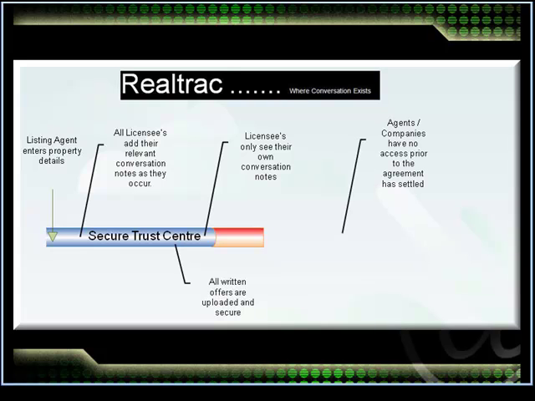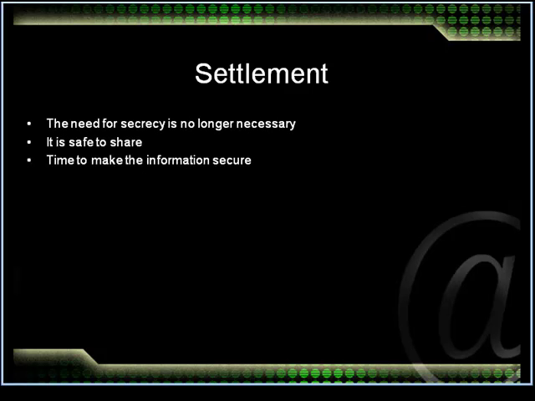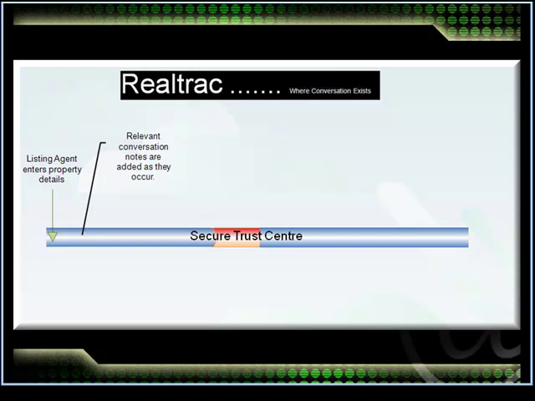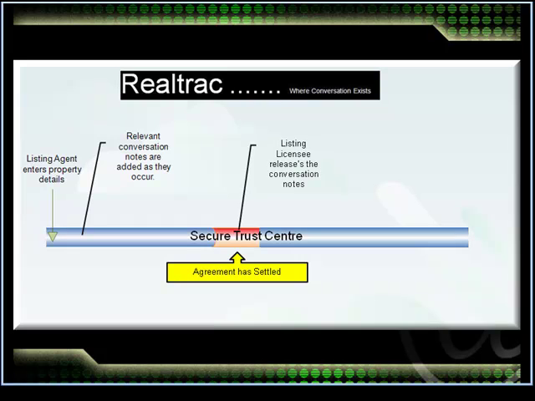The agents and the companies have no access at this stage to this part of the information. Once again, only the licensees see their confidential information until settlement has occurred. Once settlement has happened, the need for secrecy is no longer necessary. So the agreement is settled, the listing licensee then releases the notes, and only the listing licensee has the ability to release all this information to the agents' companies. The company that the licensee is working for now has access to the audit reports.